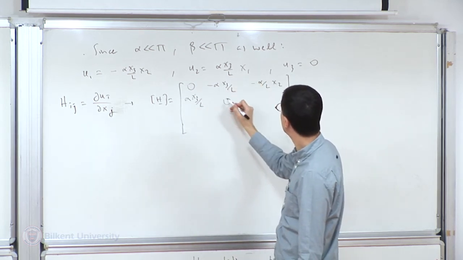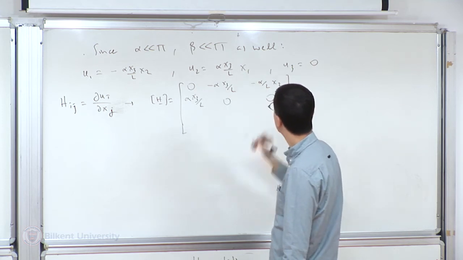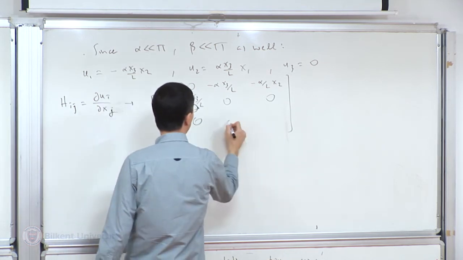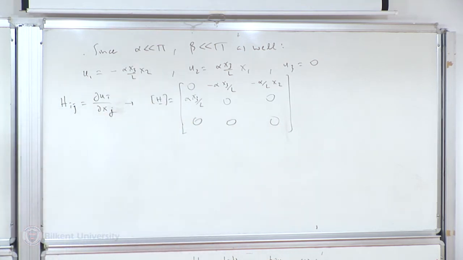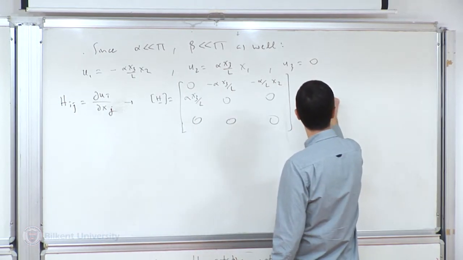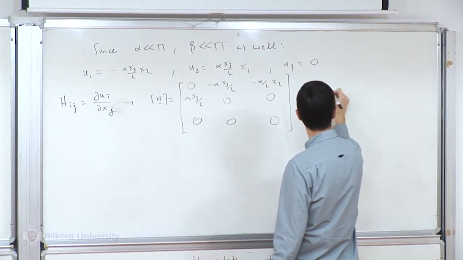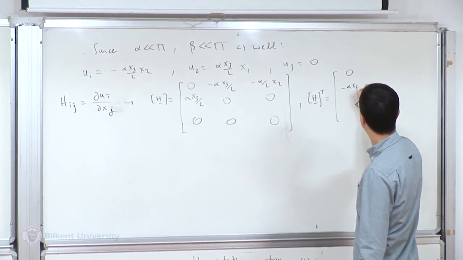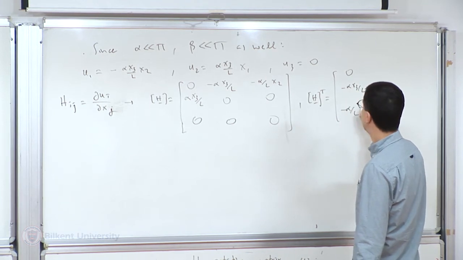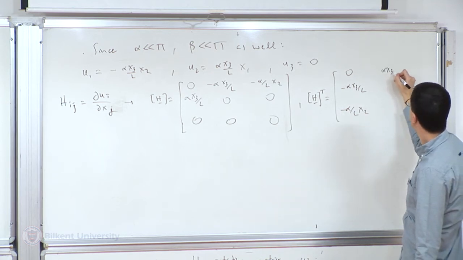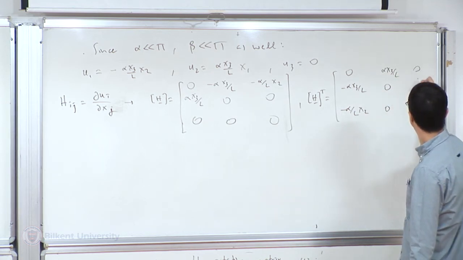2 comma 2 is 0. 2 comma 3 is also equal to 0. And the third entry is 0 by construction. So that's H. Let's also write down H transpose to make our calculations a bit easier. So H transpose is 0, minus alpha x3 over L, minus alpha over L x2, alpha x3 over L, 0, 0, 0, 0, 0.